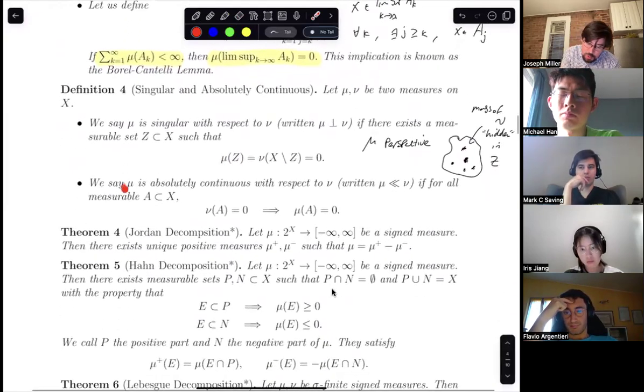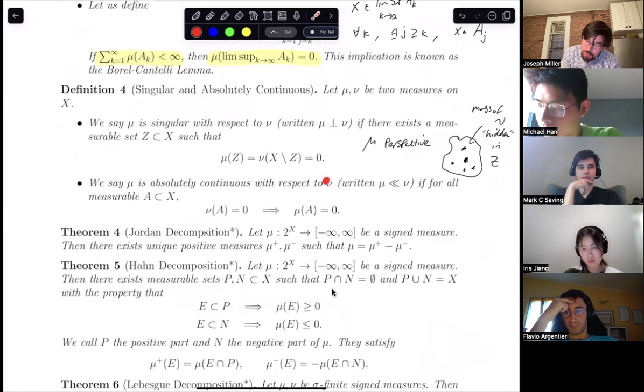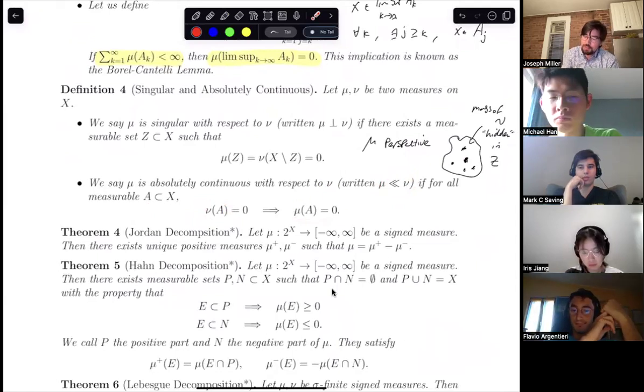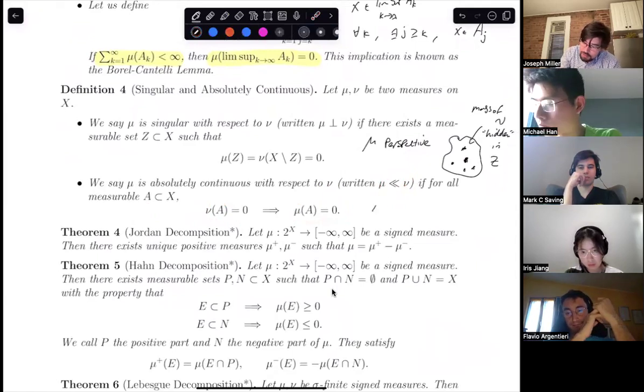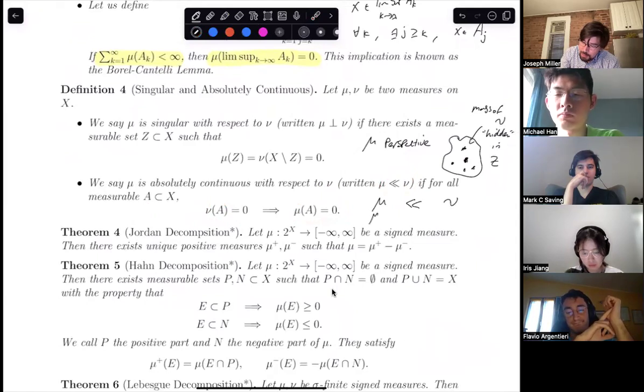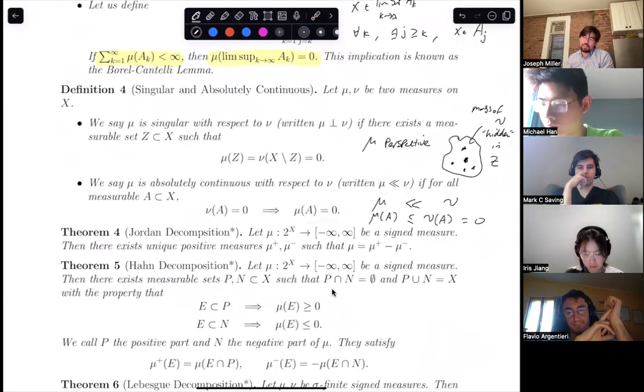So we say mu is absolutely continuous with respect to nu, and it's written very conveniently like this. If for every measurable set A, I have that if nu of A is 0, then mu of A is 0. So the way I think about it is, if I look at this thing symbolically, and I plug in some set A.